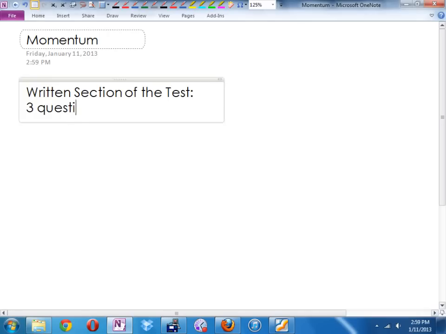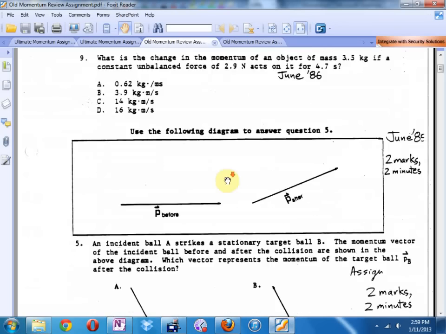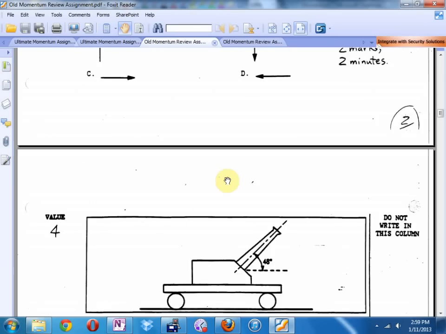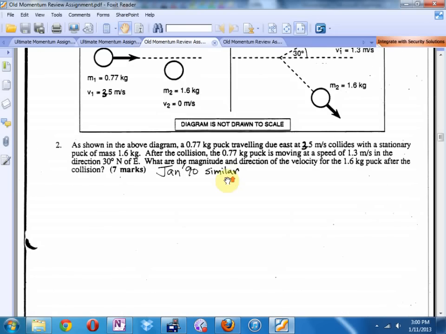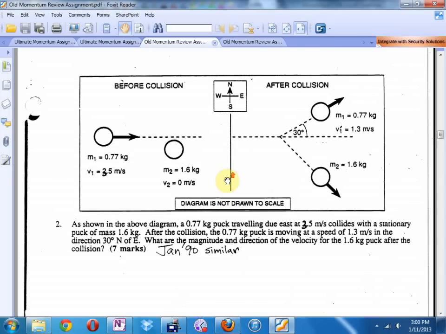That's going to have three questions. One is going to be a collision at an angle, like question one from quiz two, something like that. As an example, let me see if I can find a good picture of one from the old review. Something like this.